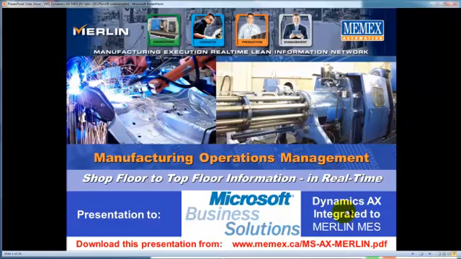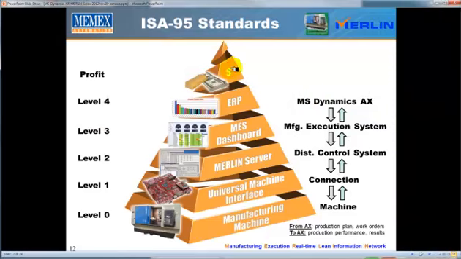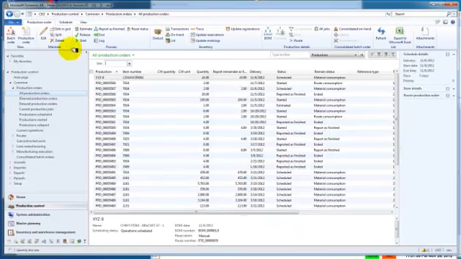This video is about shop floor to top floor information in real time, connecting Microsoft Dynamics AX to Memex's MERLIN manufacturing execution system. Here we see the machine standards for connectivity, ISA 95 standards, where level 4 is the Microsoft Dynamics AX and level 0 is the machine. MERLIN connects level 4 right to level 0 through levels 3, 2, and 1. Take production orders from Dynamics and send them right through to MERLIN and send the results right back to Dynamics.